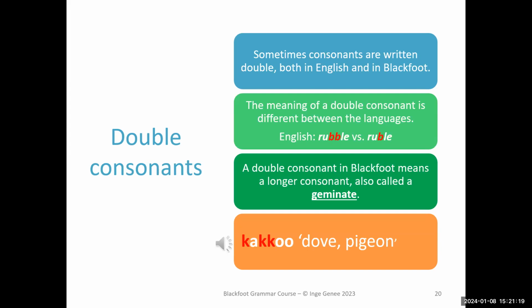In Blackfoot, a double consonant means a longer consonant. This is also called a geminate. Listen to the difference between the first and the second K in the word for dove or pigeon. Kakko. With the second one, there is a slight pause, as if it is held just a little bit longer before being pronounced. This difference between short and long sounds can be very hard to hear, which means that you will often have to check the dictionary to make sure you're correctly writing single and double consonants.